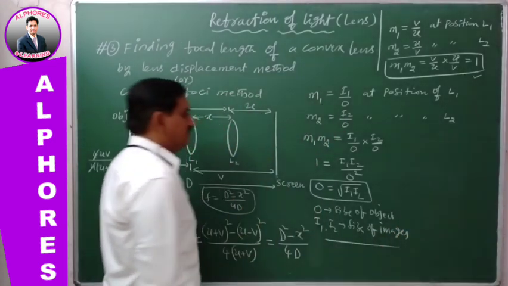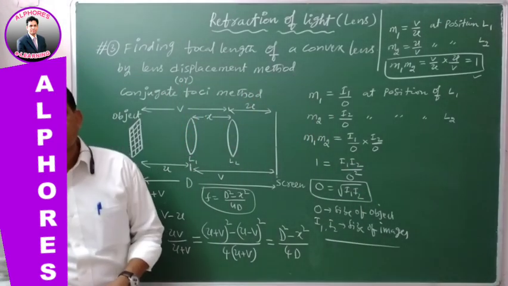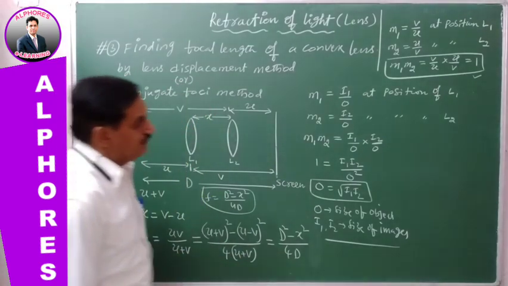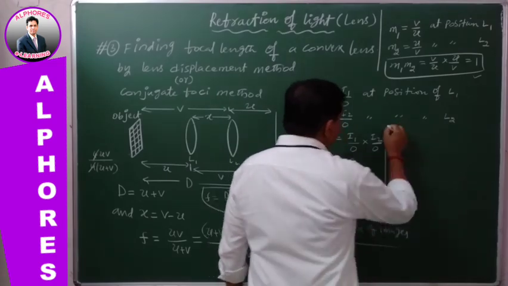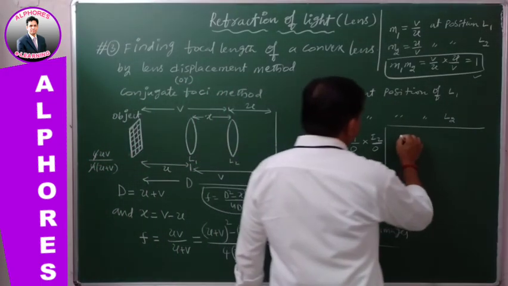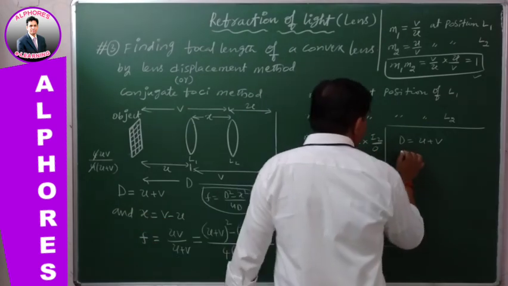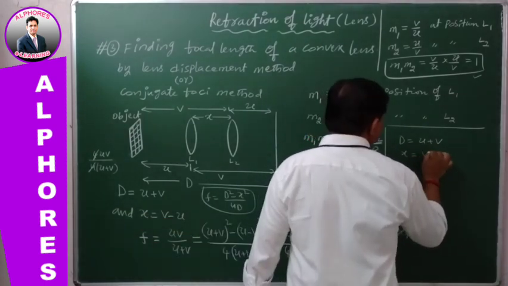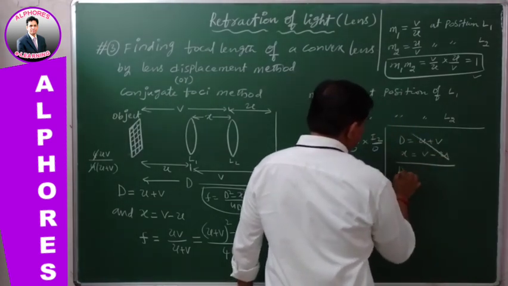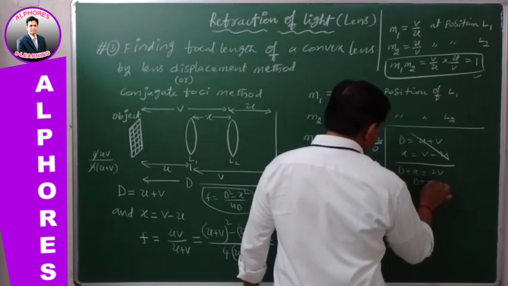Size of images. So this is one of the very important relations. Let us go for another relation. When we consider the first two conditions, D is equal to U plus V, and X is equal to V minus U. Simplify and solve them, these two get cancelled. D plus X is equal to 2V.